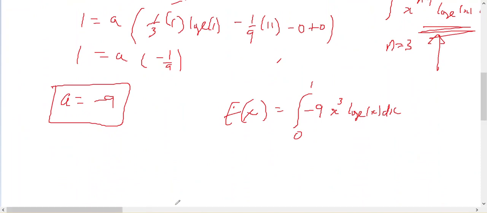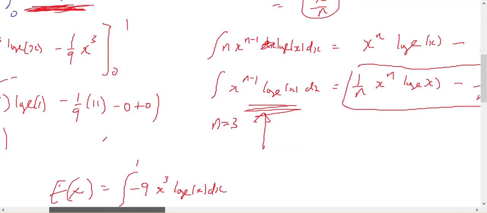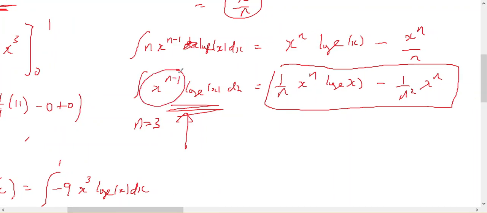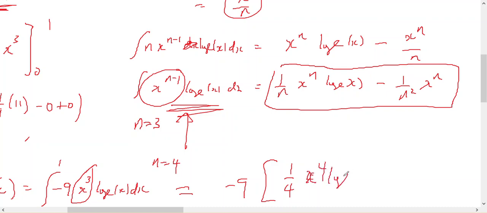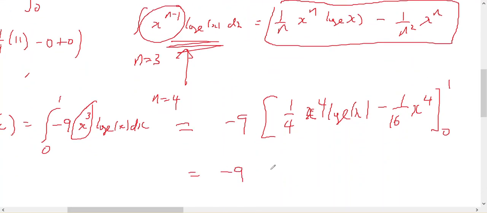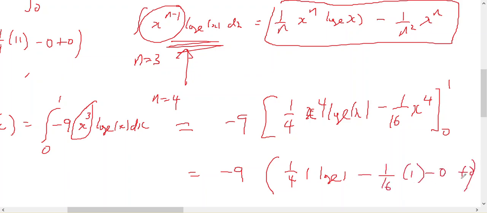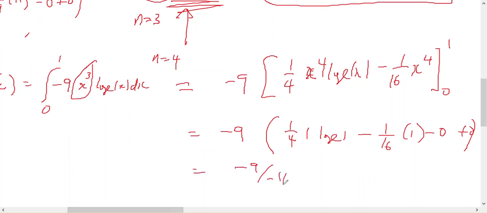We're multiplying by another x. So to use my general rule, I've got x^3, so n must equal 4. And that's going to equal negative 9, 1 on 4 x^4 log_e(x), minus 1 on 16 x^4, from 0 to 1, which would be negative 9, 1/4 times 1 times log_e(1), minus 1/16 times 1, minus 0 plus 0, gives me minus 9 on minus 16, gives me 9 on 16, will be the expected value.